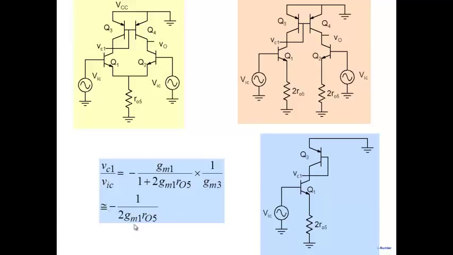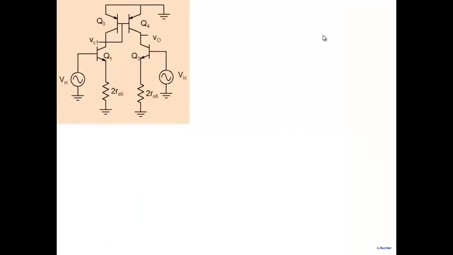VC1 by VIC here is about 2 GM1 times R05. Note that this will be GM divided by 1 plus GM into the resistor in the emitter node, which is 2R05, multiplied by RC. RC is nothing but 1 by GM3. So this is the gain that you get here. But getting this is more difficult here. Now note that this value that we obtain, the same voltage will go into the base of Q4.